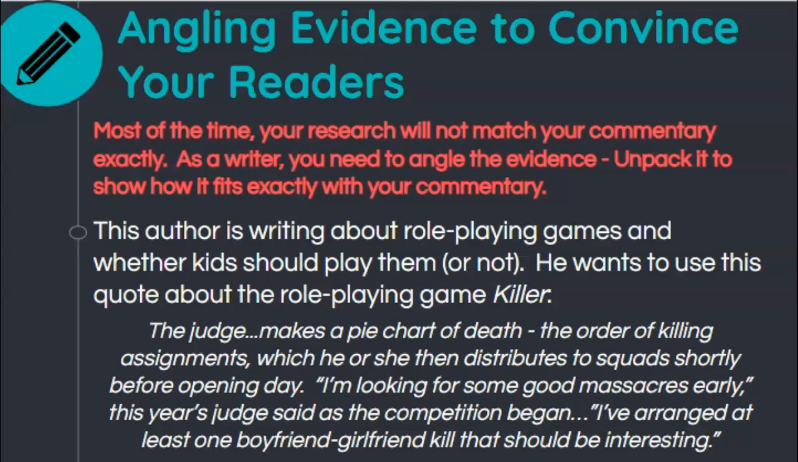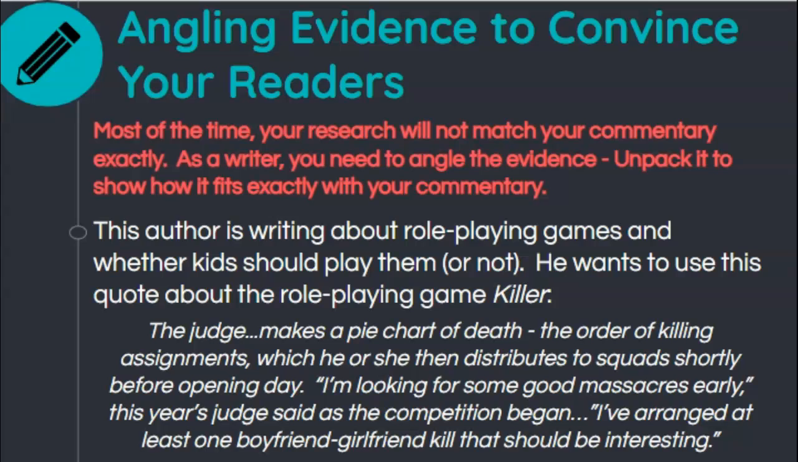Okay, so in my mind, the analogy is you're taking your reader by the hand and you are walking them through your thinking. So in this example, the author's writing about some role-playing games and whether kids should play them. And he has this example about this game Killer, where the judge makes a pie chart of death, right? So who are you going to kill and in what order? And it gets distributed. And so this judge is saying, I'm looking for some good massacres early. I've arranged at least one boyfriend-girlfriend kill that should be interesting.